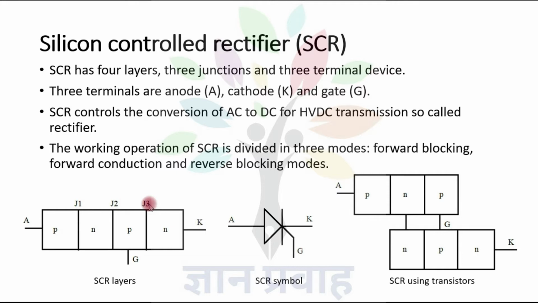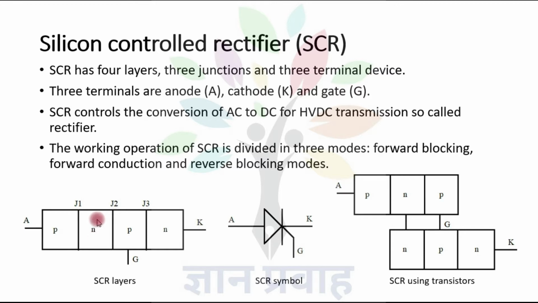The wide use of SCR is to control the conversion of AC to DC for HVDC transmission. That's why these are called rectifiers. The logical symbol for SCR is given here, a PN junction diode, and here one extra terminal, that is the gate terminal. P side is connected to anode terminal, N side is connected to cathode terminal, and close to cathode terminal, the third terminal is there, that is the gate terminal.